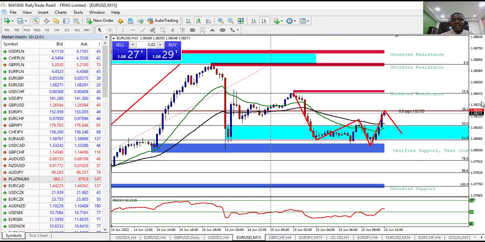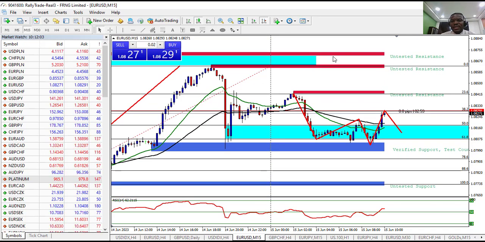Because guess what? Our targeted liquidity is this area. You can see this area. So we are looking at Euro USD trading up to tap the liquidity above this area, okay? So for today being the 15th of June 2023, this is the analysis for Euro USD. You want to do a buy.